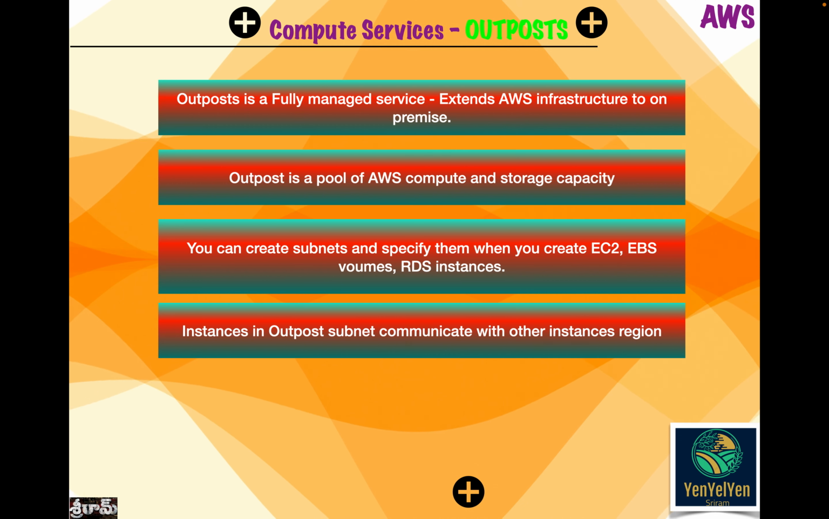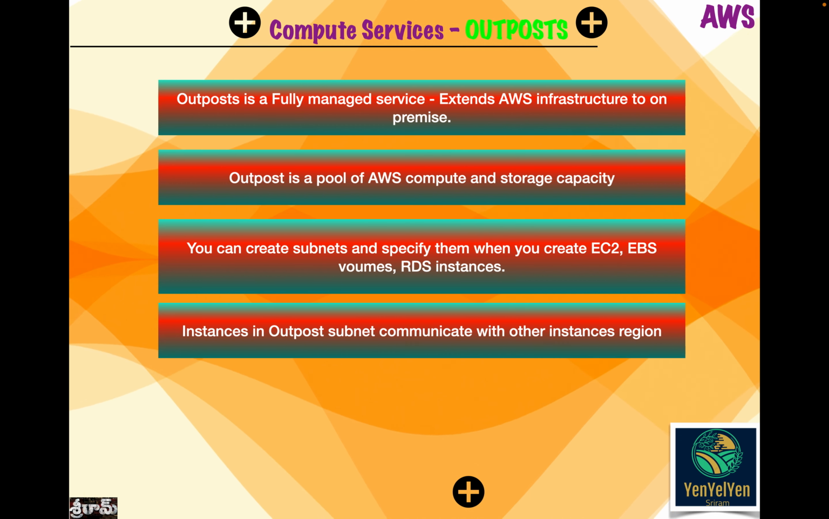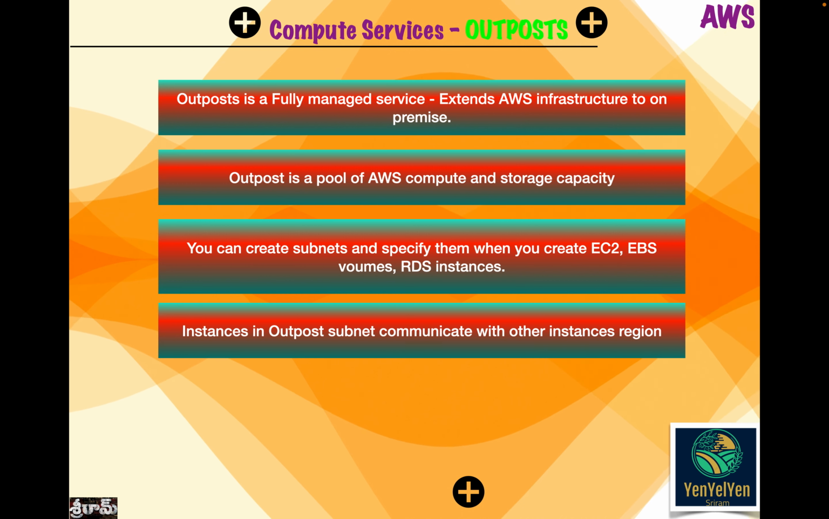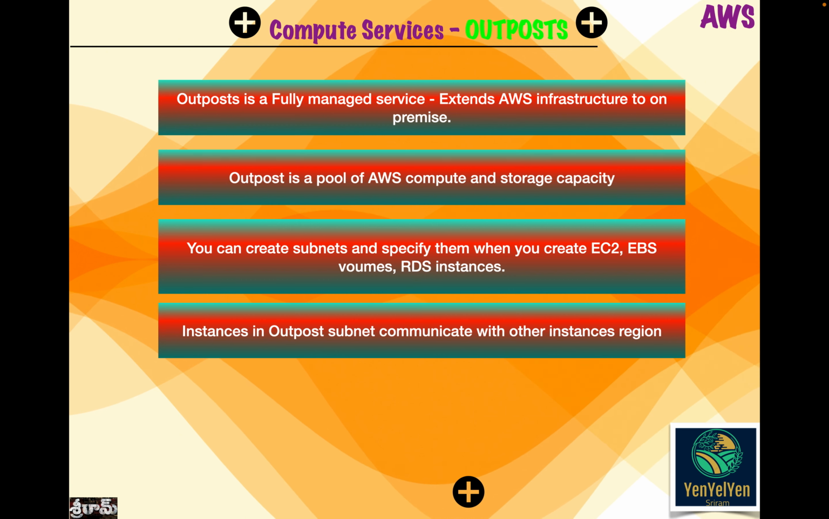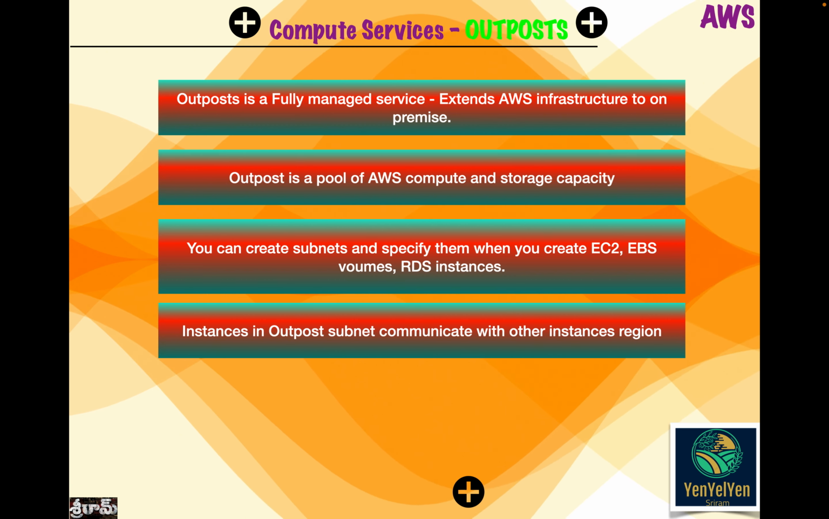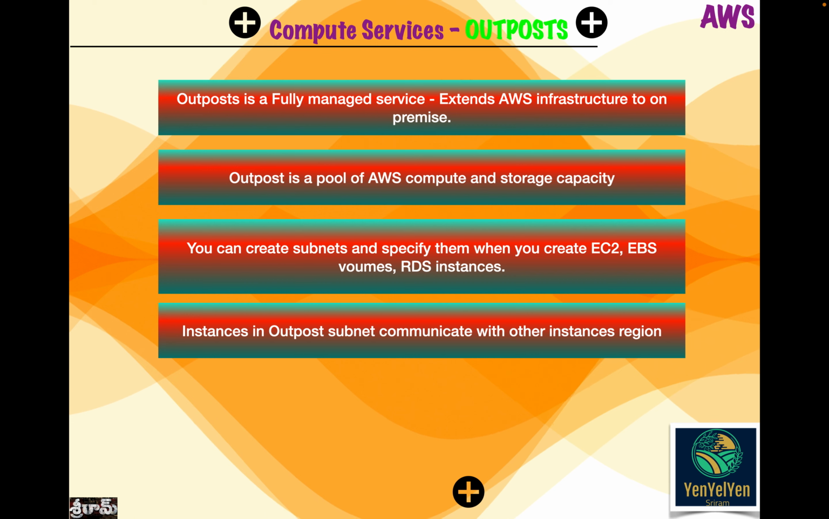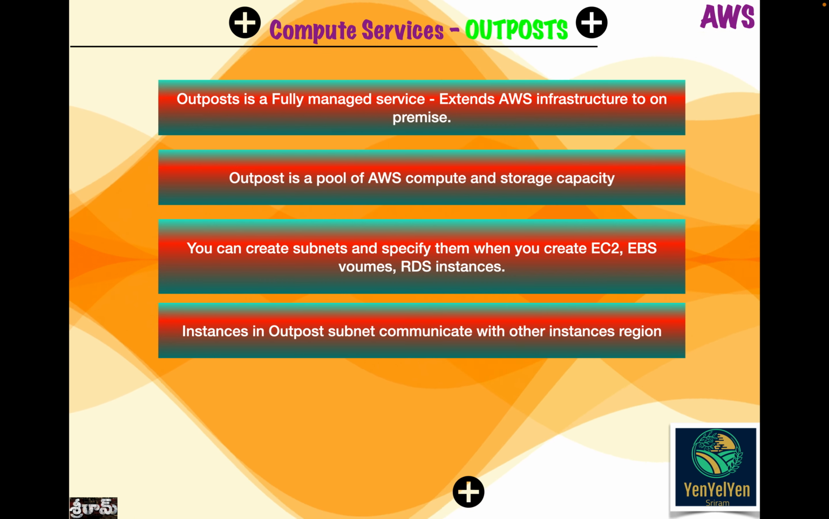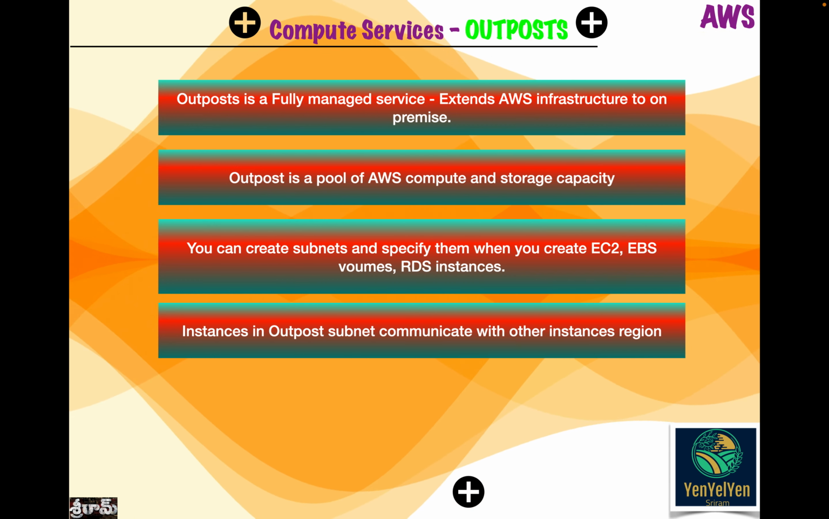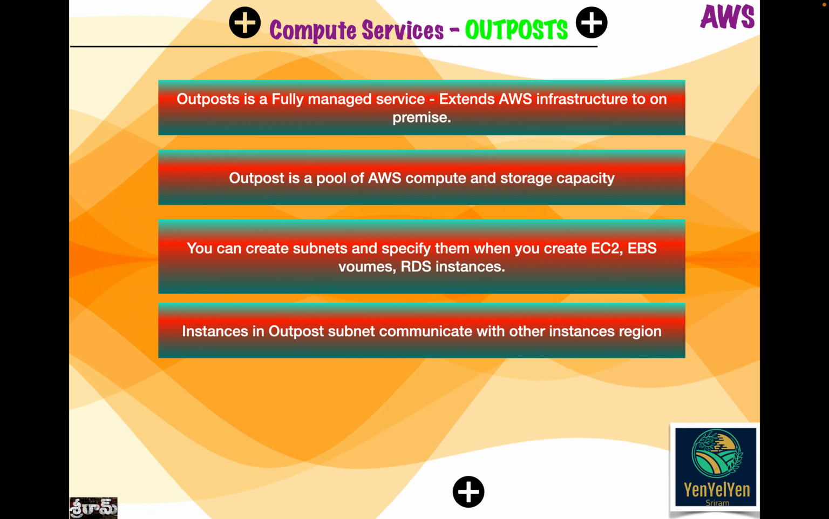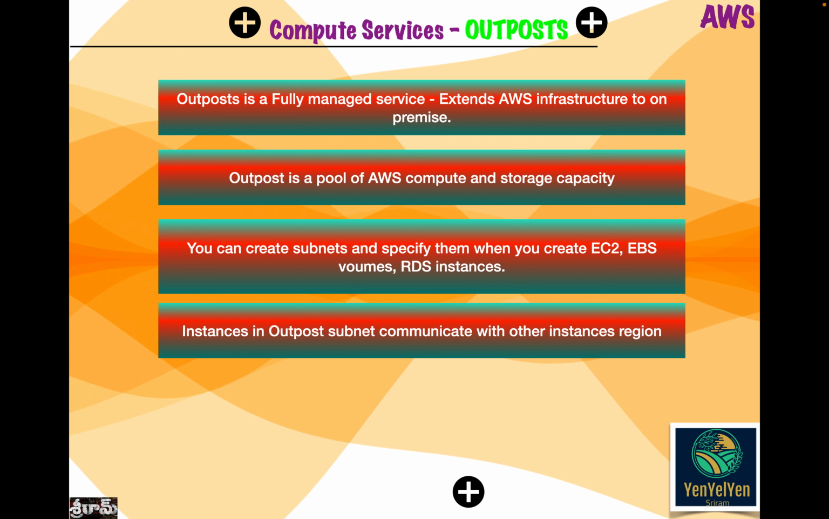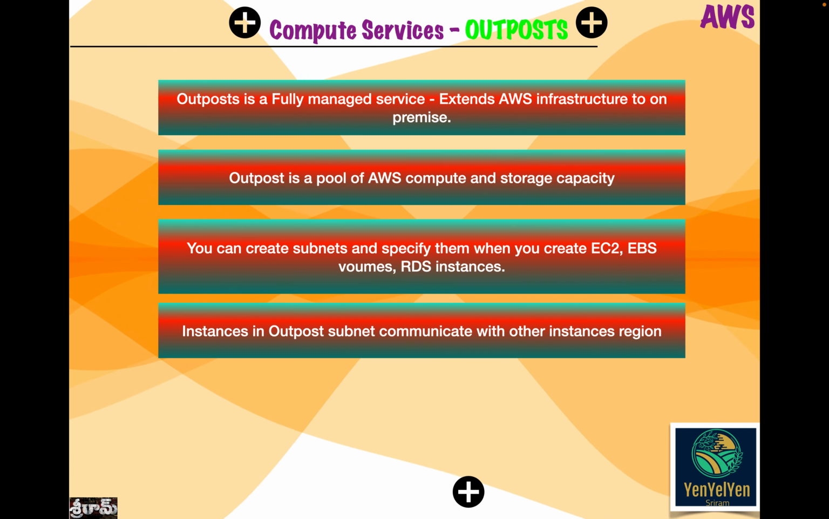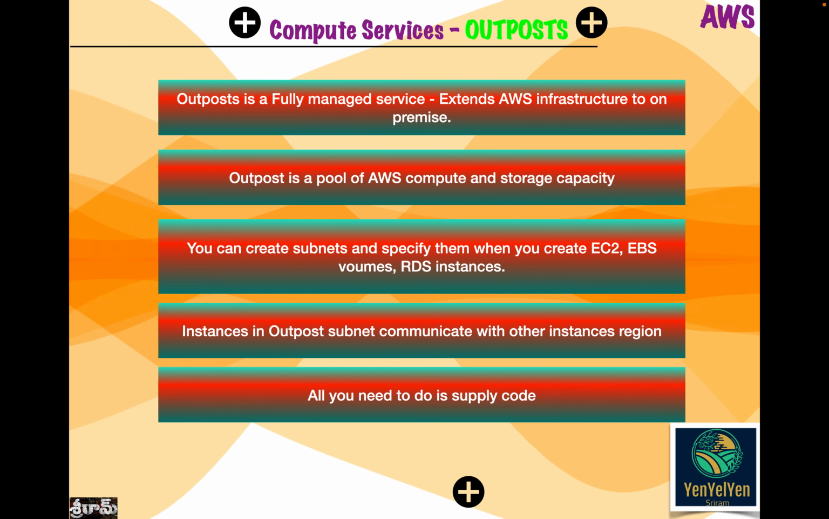AWS operates, monitors, and manages this capacity as part of AWS region. You can create subnets on your Outpost and specify them when you need to create resources like EC2, EBS volumes, ECS, and RDS instances. Instances in Outpost subnet communicate with other instances in a region using private IP addresses, all within the same VPC.